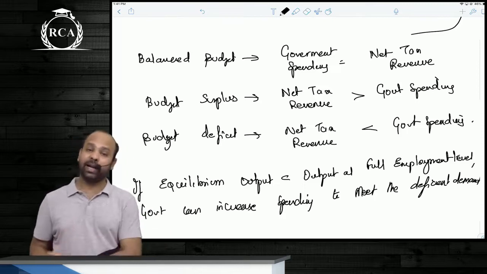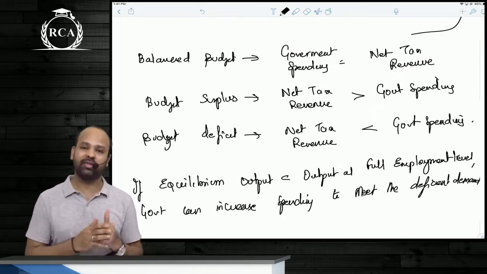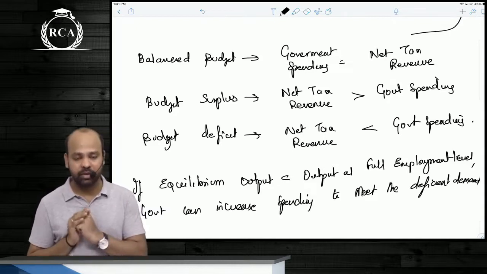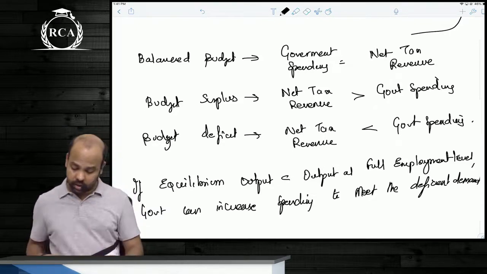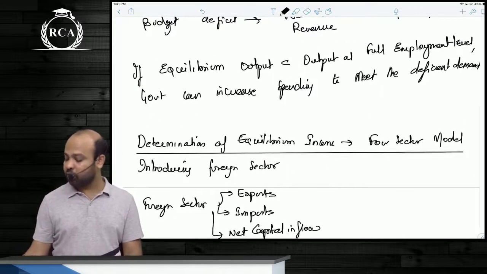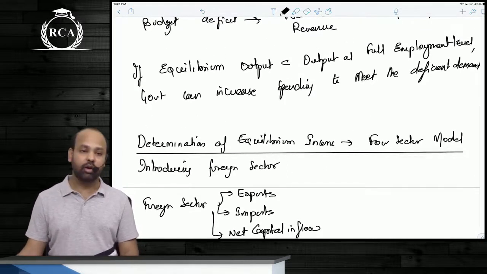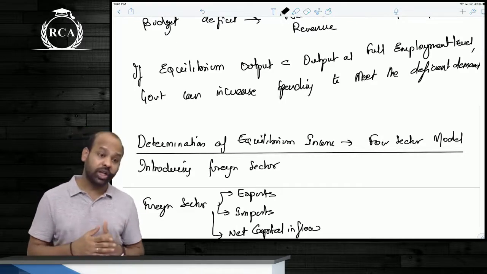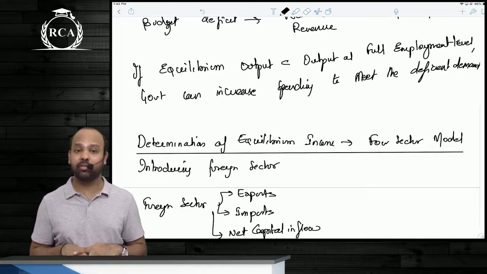Then I told you a balanced budget is where government spending is equal to tax revenues. Surplus is where revenue is more than government spending, and there's a deficit if the revenues are less than government spending. Okay? Government can always try to increase the total national income levels and try to achieve the natural level of real GDP by spending more.